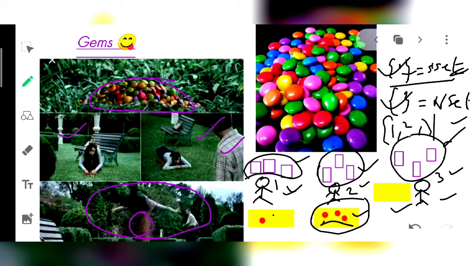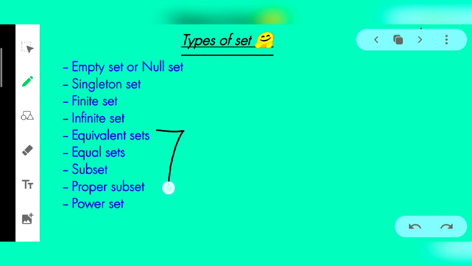Okay, by this we have learned what an infinite set and a finite set are. Also we have learned the singleton set and the null set, and which sets are called null sets. We have learned 4 types of sets here, and there are also 5 other types of sets: equivalent set, equal set, subset, proper subset and power set. But in this video we are going to learn the details of these 4 sets: empty or null set, singleton set, finite set and infinite set.